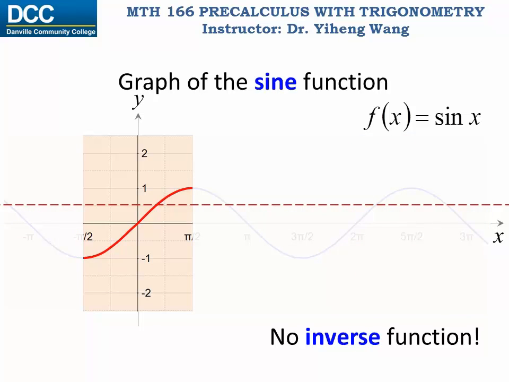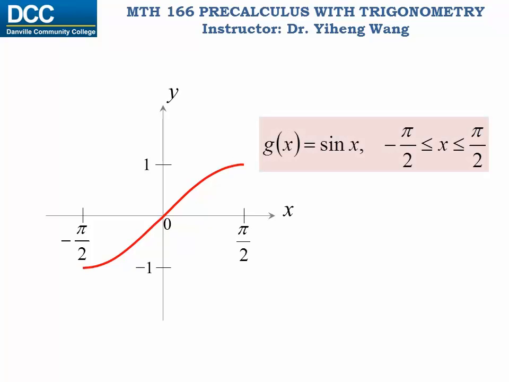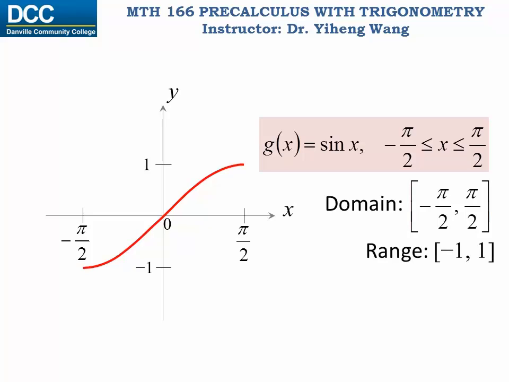Now, for this segment of the sine function, as you can see, it does pass the horizontal line test, therefore it will have an inverse function. So, for the purpose of defining the inverse sine function, we only focus on this segment of the sine function where x is between negative half pi and positive half pi, and that is also the domain for this segment. The range is the same as the sine function, negative 1 to positive 1.